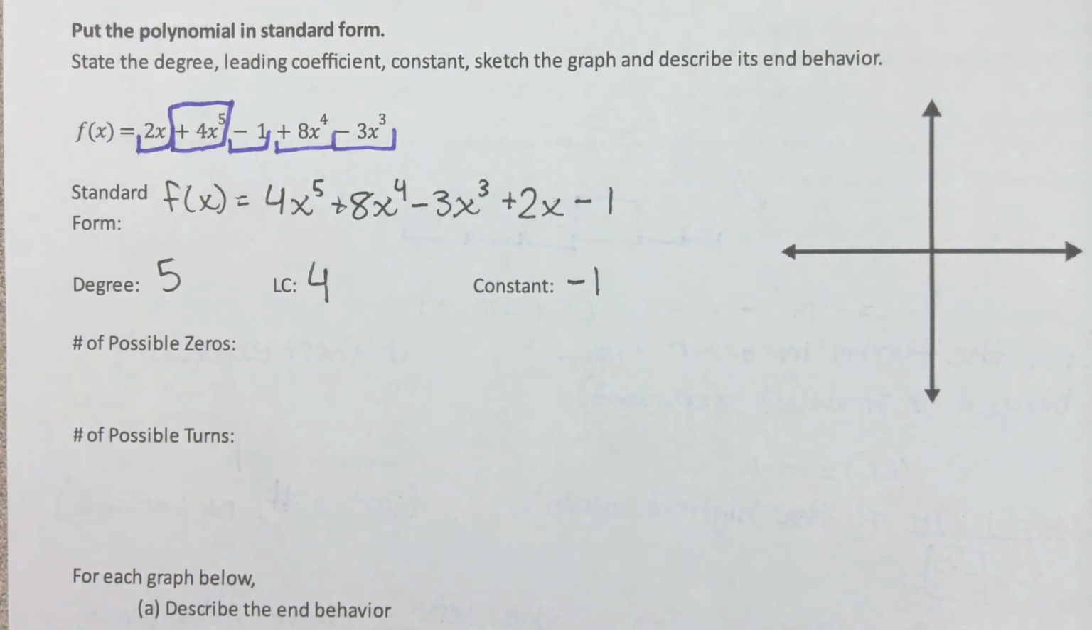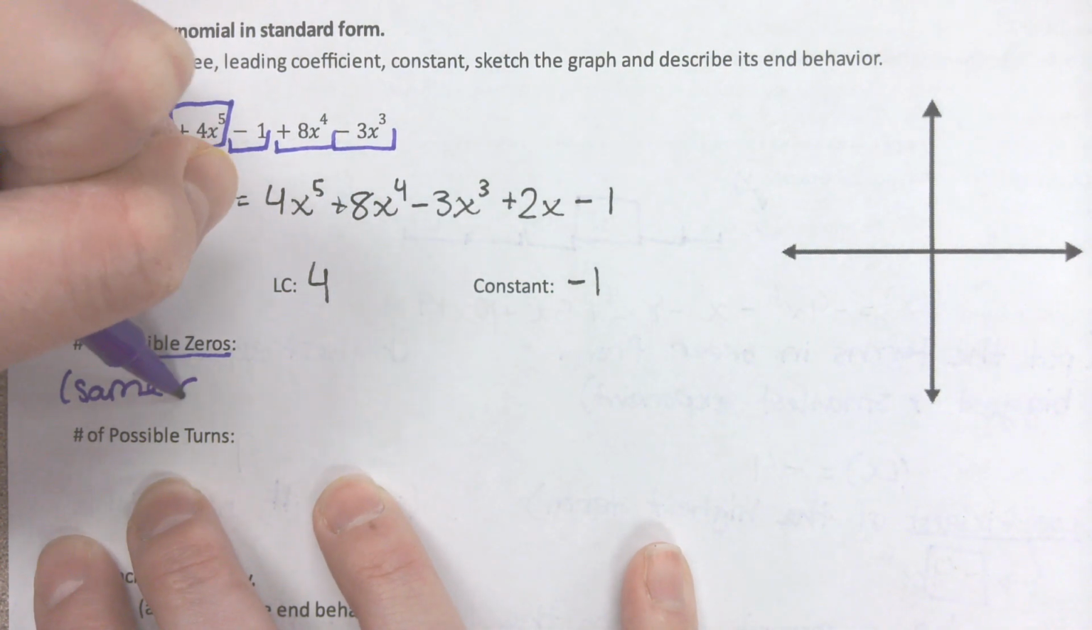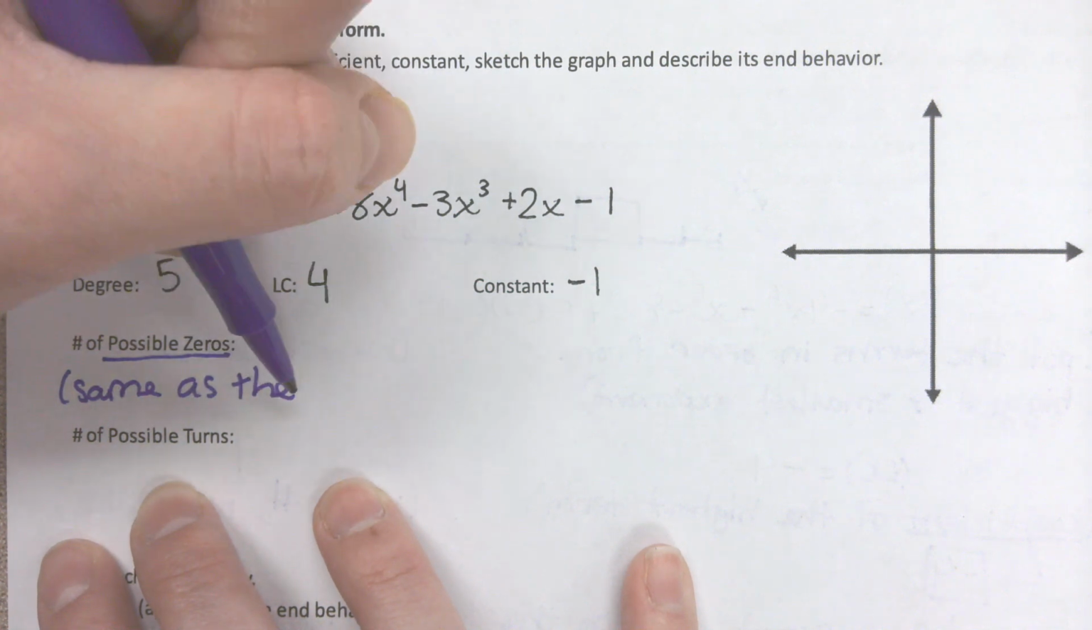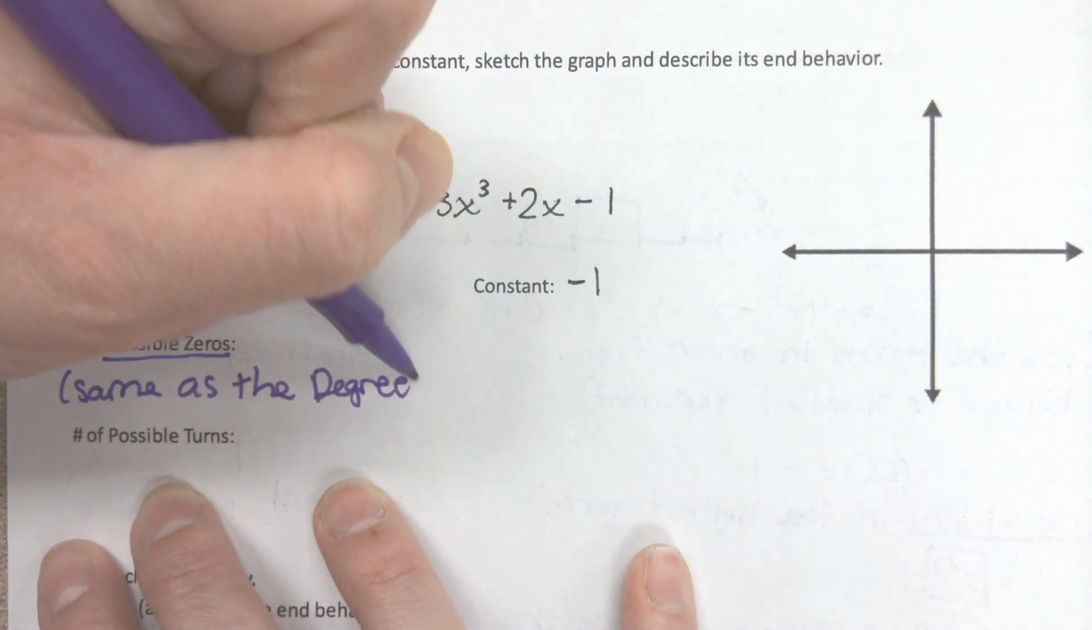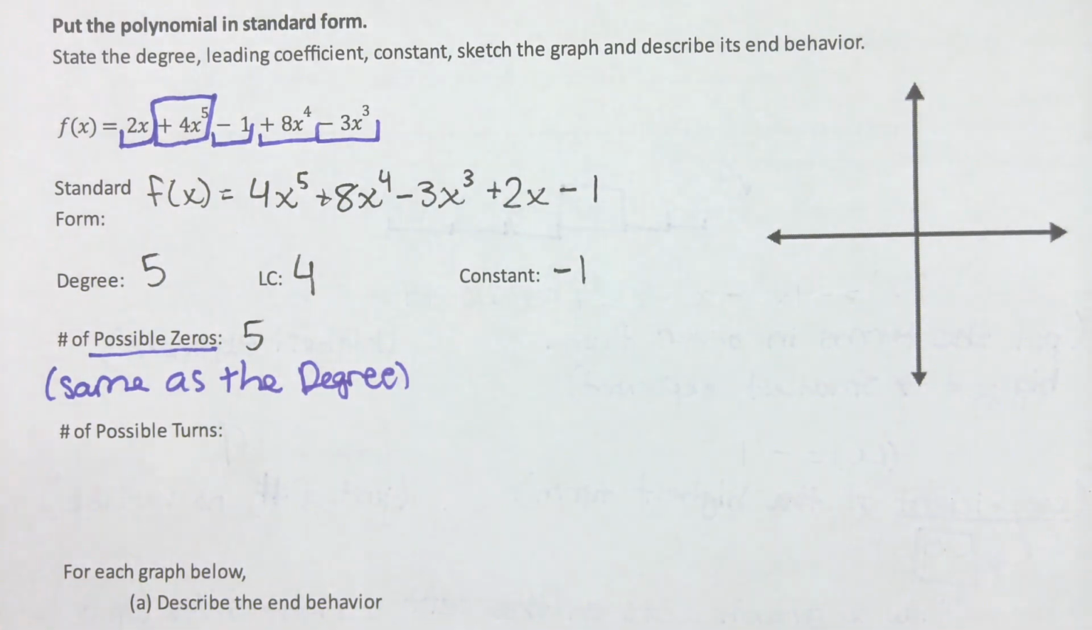Couple new things here, the number of possible zeros. This is the same as the degree. So the degree was 5, so there are 5 possible zeros. Don't get too hung up on the word possible. This is just an educated guess based on the polynomial. That means we could have up to 5 zeros, but not anything more than that. We can also have less than 5 zeros. So that 5 isn't a guarantee, it's just a maximum prediction.